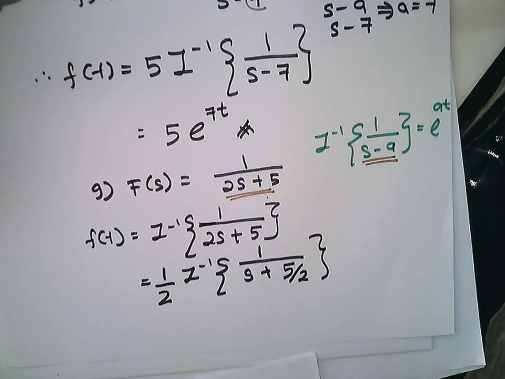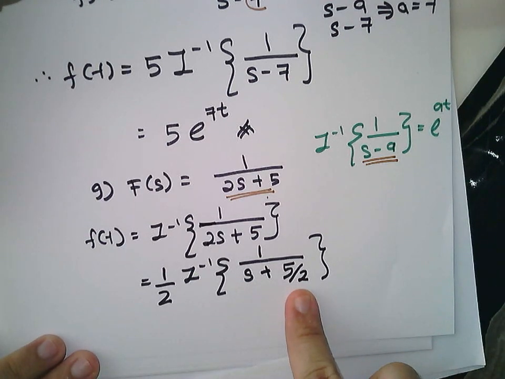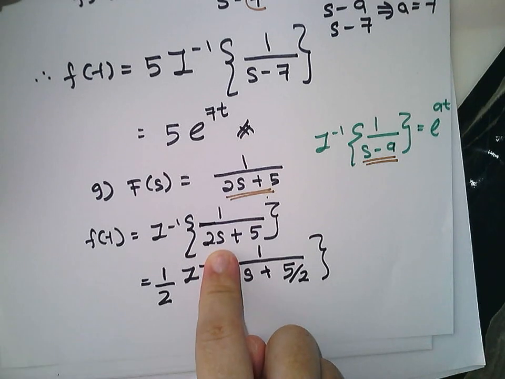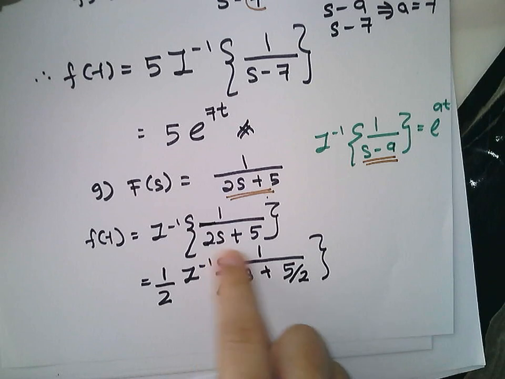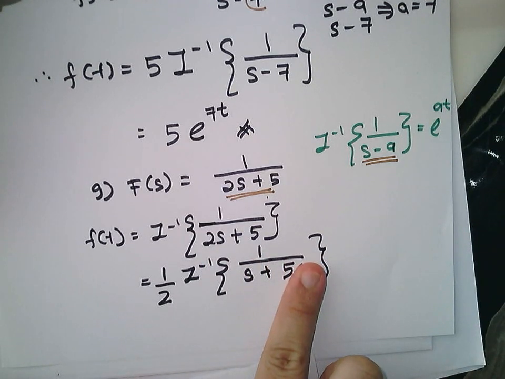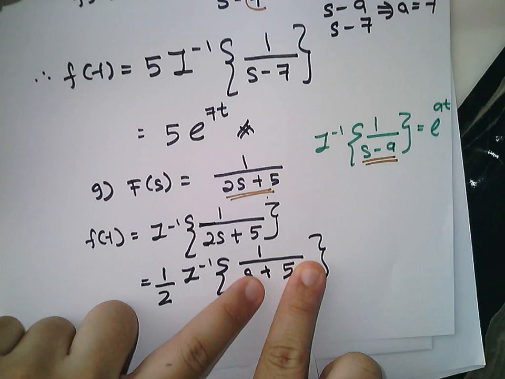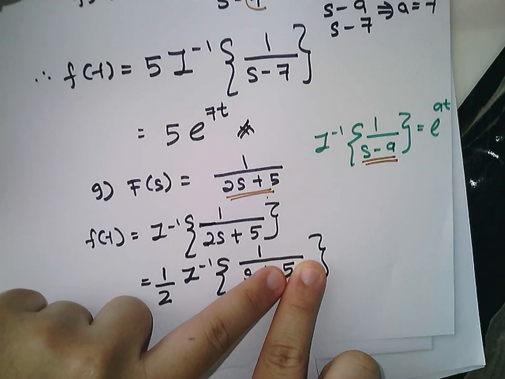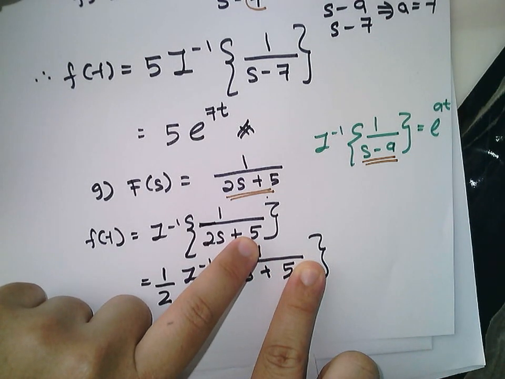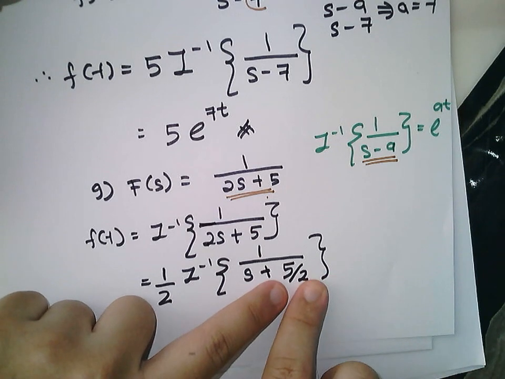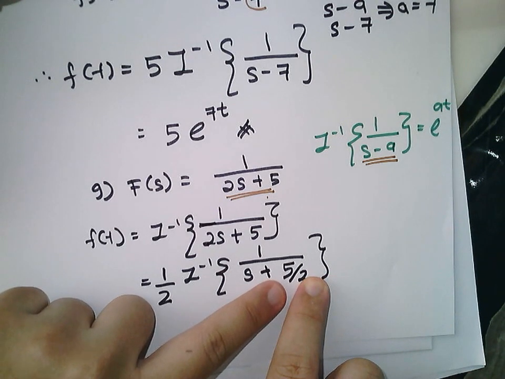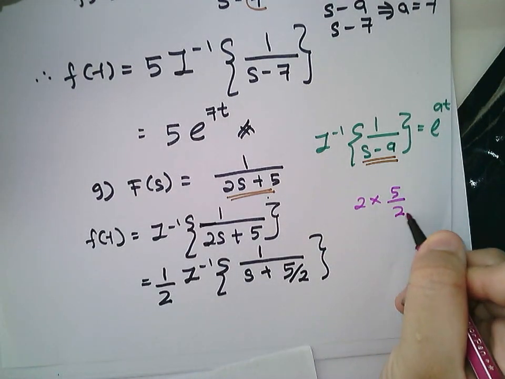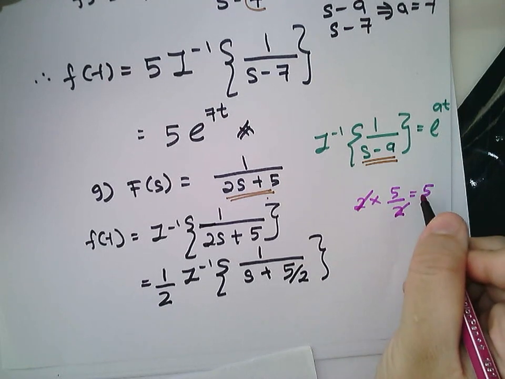Okay, so if you expand back this expression, you will get the same problem. You don't change the problem. If you don't divide by 2 here, if you expand 2 times s, you will have 2s. 2 times 5 is equal to 10, but what you have is 5. So that is wrong. So that's why you need 5 over 2, because 2 times 5 over 2 is equal to 5, which is this one.